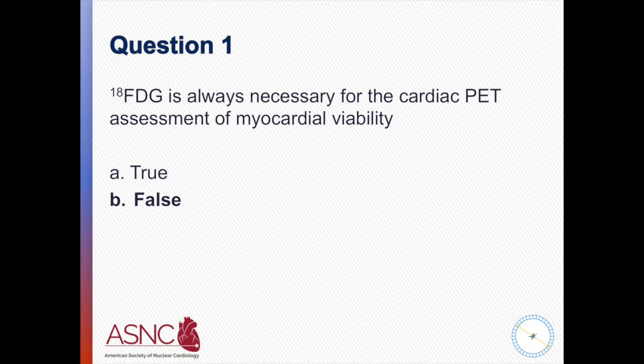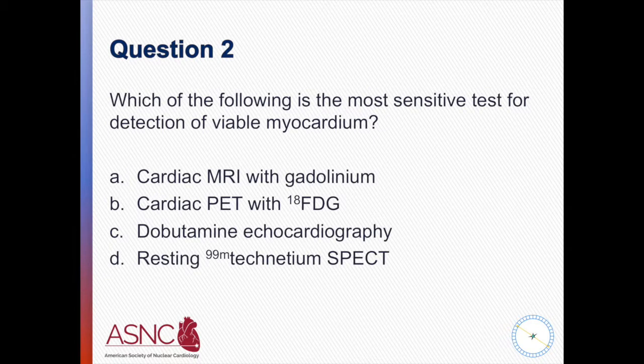But in patients like the one I just presented today, when there is still uncertainty after the rest and stress perfusion imaging, that's where I find FDG imaging to be very helpful for refining the decision making. Terrific. That's a great response. Question 2, which of the following is the most sensitive test for detection of viable myocardium? A, cardiac MRI with gadolinium, B, cardiac PET with FDG, C, dobutamine echo, and D, resting technetium SPECT.